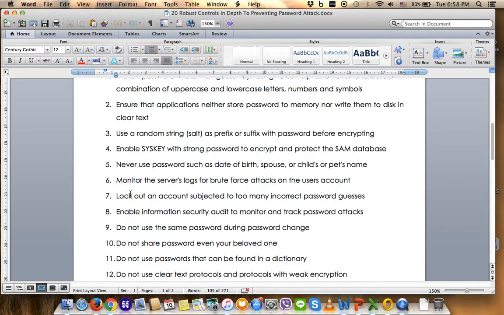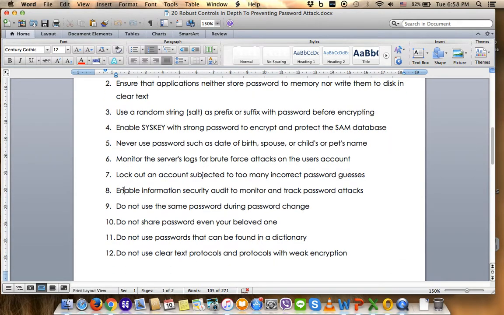So the number seven, log out an account subject to too many incorrect password guess, meaning that involved with the session timeout or the threshold for particular access from the particular source of access. So the system administrator need to identify the session timeout on the access in case of the unsuccessful attempt login. Failure can be 3 times or 2 times, limitation depending on your concern area.